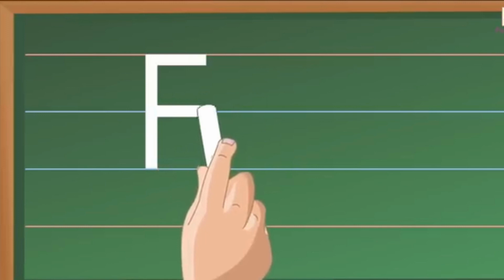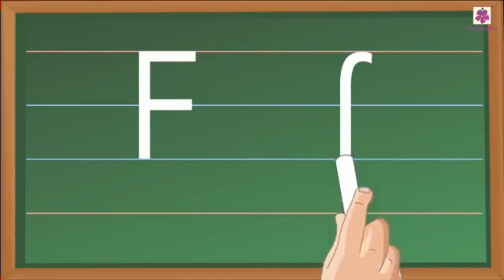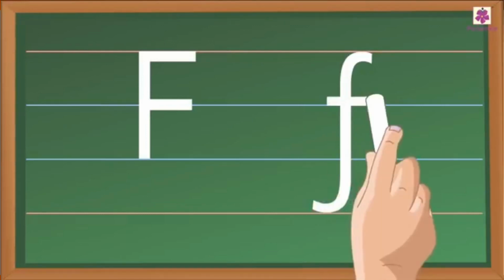Now we have small f. We will start from the top, making a curl and then continue to make a straight line down below the bottom with a small backward curl. Then we will go in the mid and we will draw a sleeping line in the mid. So this is our F. Okay, got it?